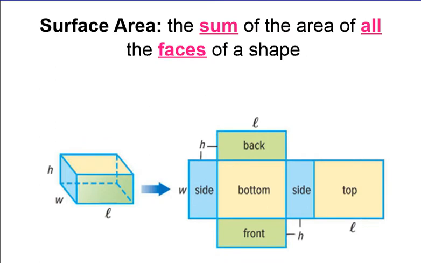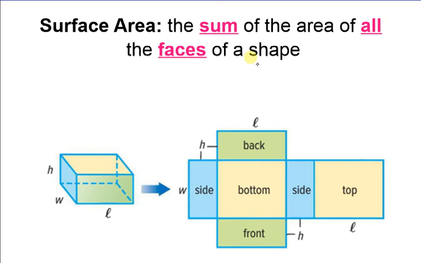So this is the same definition of surface area as before, but I want you to write it down again. The sum of the area of all the faces of a shape. Now, I'm going to give you a formula to use for rectangular prisms. However, I want to stress this again.